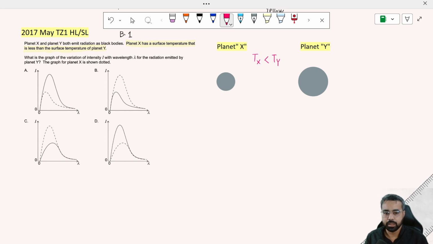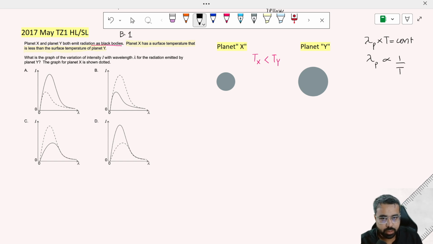conceptually it means that both planets are radiating energy, because we are considering them as black bodies, and both planets are radiating all of the electromagnetic spectrum from gamma rays to radio waves. But one important thing to note: according to Wien's law, the peak wavelength times temperature must be constant. It means that the peak wavelength is inversely proportional to temperature.